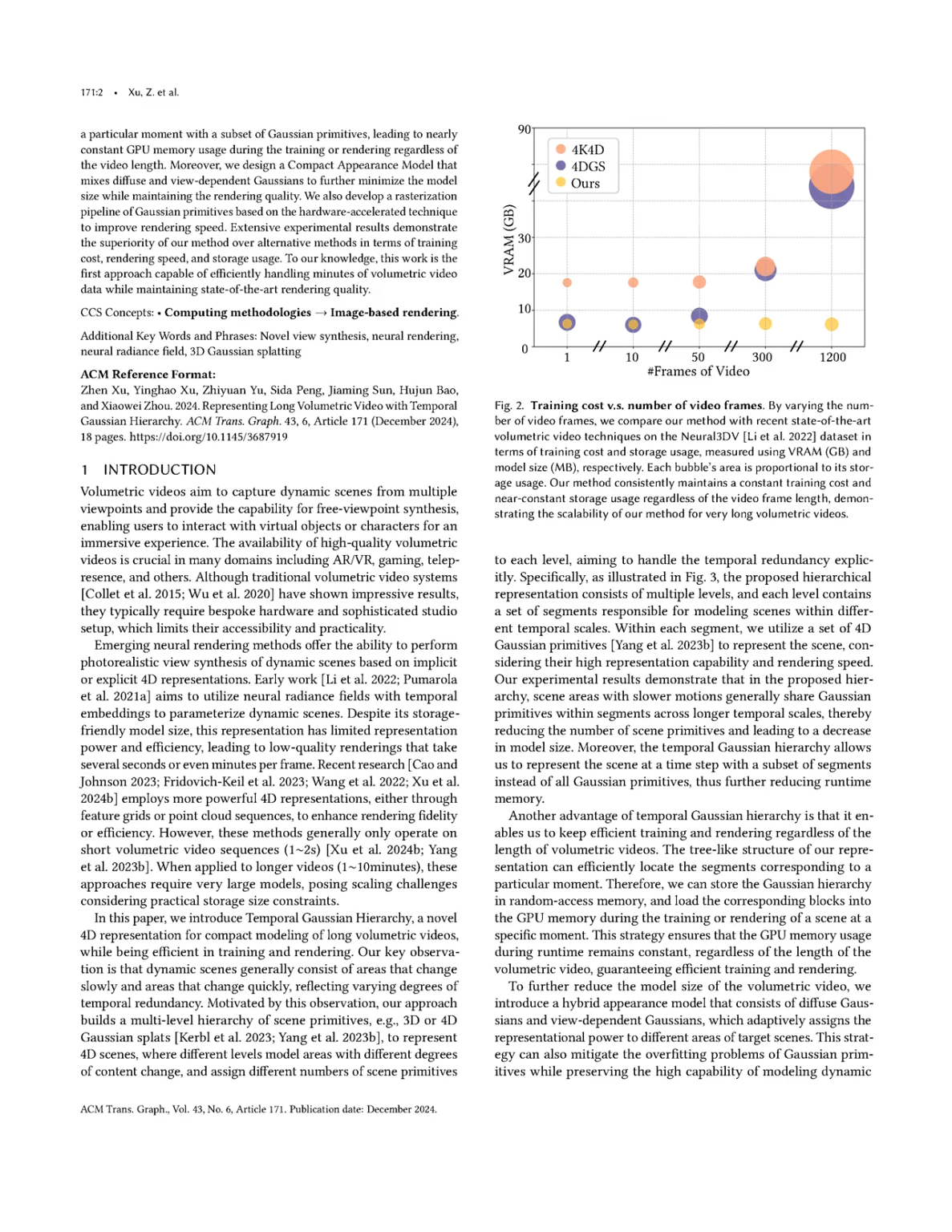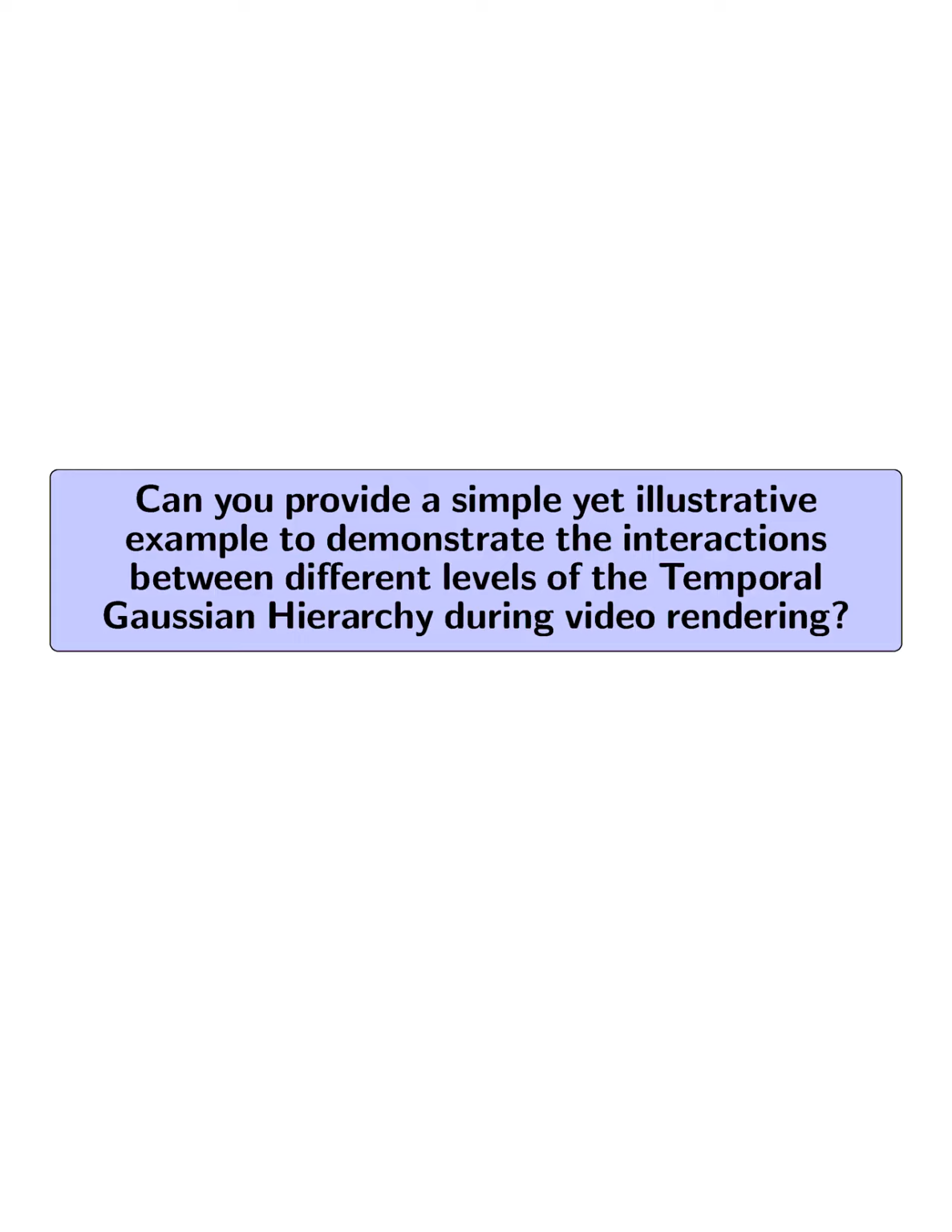This design allows the model to maintain nearly constant memory usage and computational costs during training and rendering, regardless of the video length, by only loading relevant segments into GPU memory for processing at any given timestamp. Can you provide a simple yet illustrative example to demonstrate the interactions between different levels of the temporal Gaussian hierarchy during video rendering?